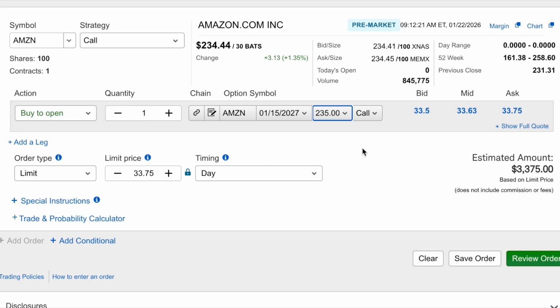$3,375. Let me ask you a question. Is there any intrinsic value wrapped up in the cost of this call option? The answer is no. It's not trading above 235 yet. This is still all time value. And that's a big chunk of money when you think about it.